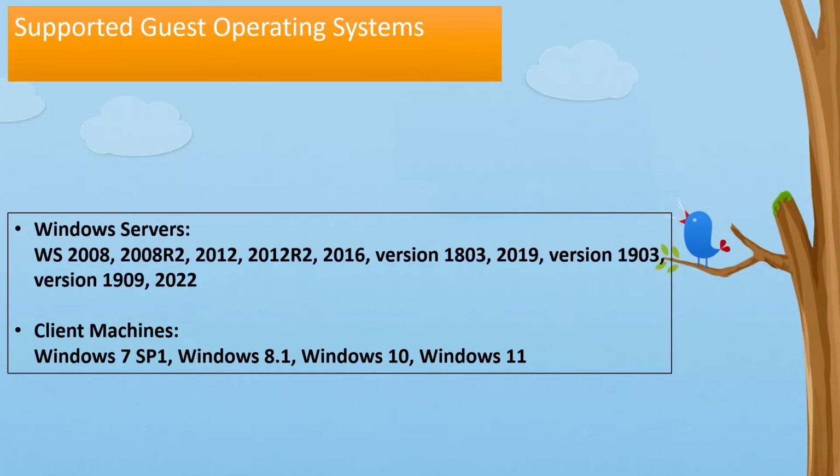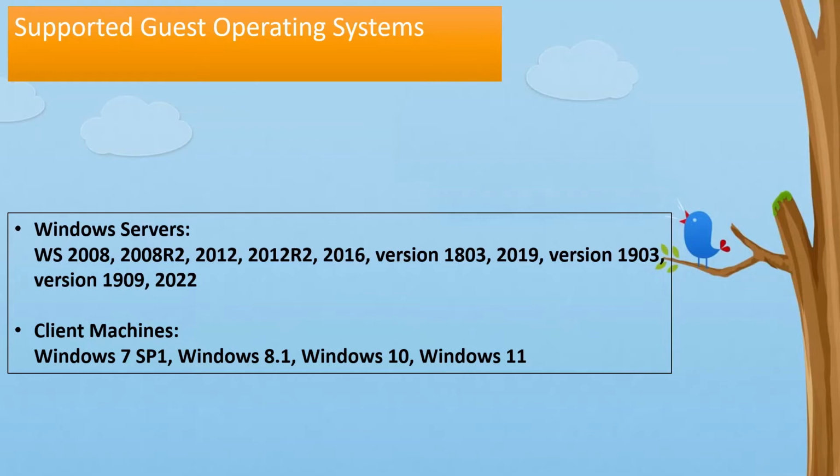Next, we are going to talk about the supported guest operating systems with Hyper-V. You can create virtual machines using all these operating systems. If we talk about Windows servers, you can install Windows Server 2008, 2008 R2, 2012, 2012 R2, 2016, Windows Server version 1803, 2019, 1903, 1909, and 2022 in your virtual machines. You can use all these operating systems to create those virtual machines.